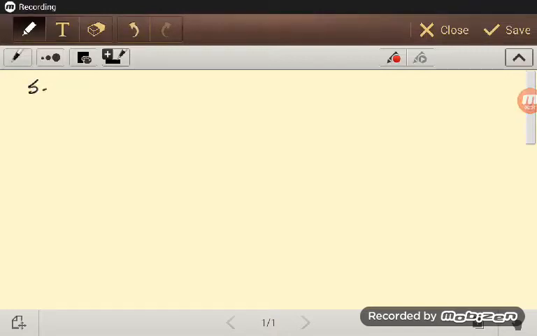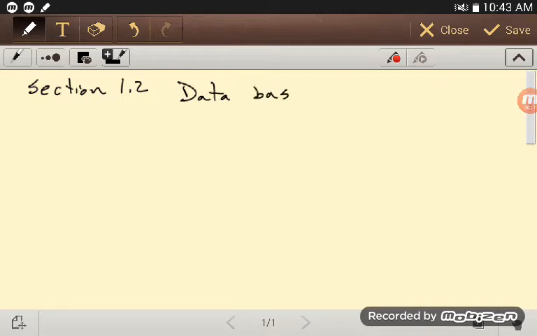Alright, so section 1.2, and this is our data basics. What are the big ideas here? Well, there's a lot of vocabulary here. And so it starts with this idea of types of variables, and that will be important if you go back and look at our introduction.